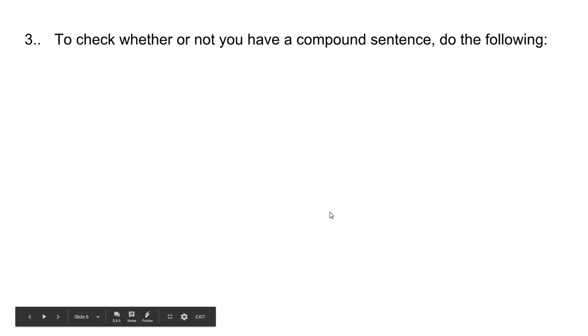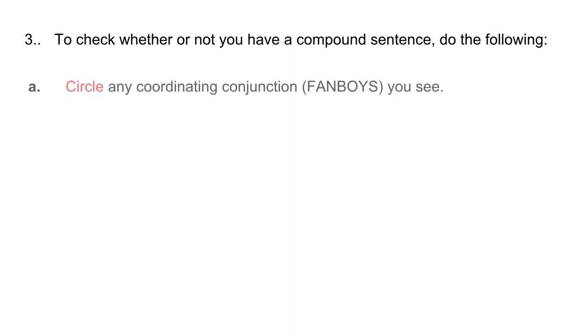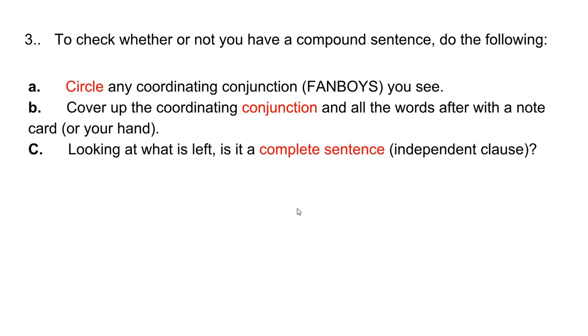To check whether or not I have a compound sentence, like if you were taking a test or if you were editing your own work, you'd do the following. First, you're going to circle any coordinating conjunction or FANBOY that you see. Then you're going to cover up the coordinating conjunction and all the words after with a note card or your hand, like physically cover up the FANBOY and all the words that come after it. And then looking at what's left over at the beginning of the sentence, is it a complete sentence? Does it have a subject? Does it have a verb? Does it have a complete thought?